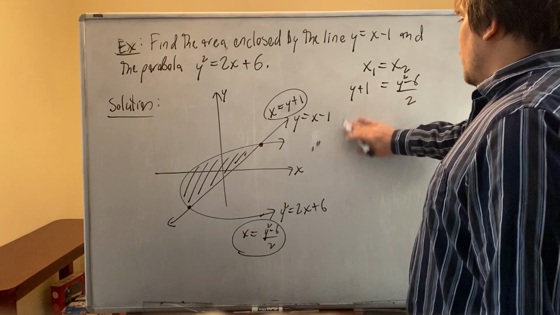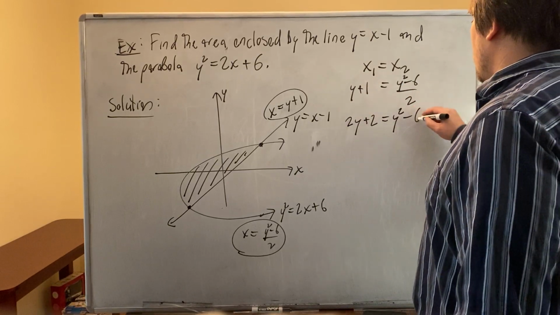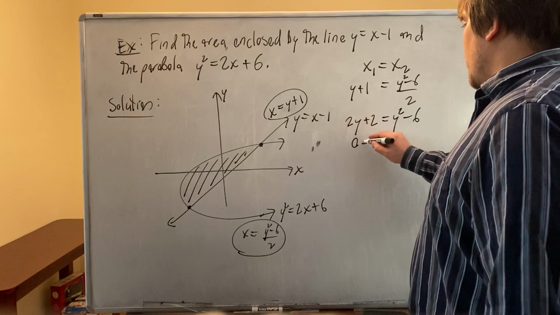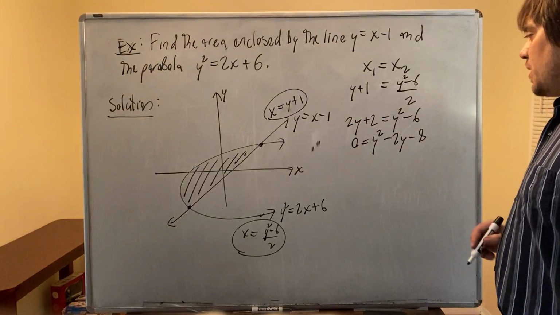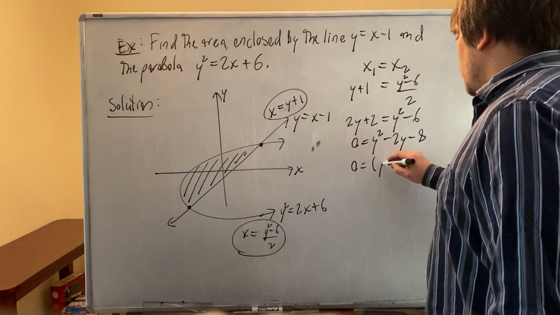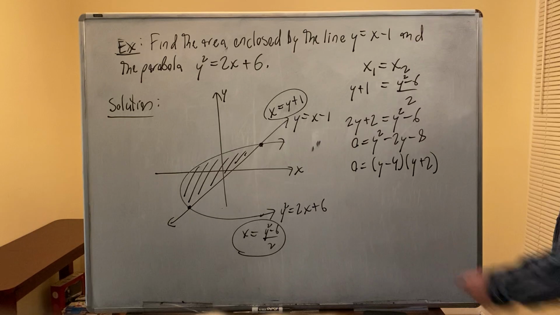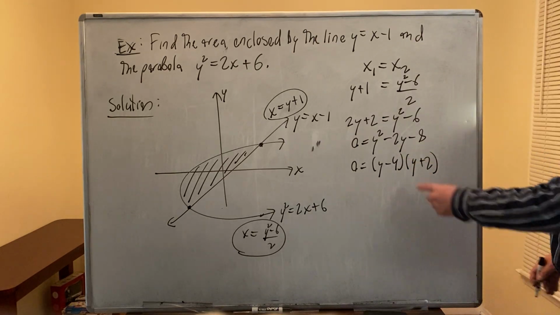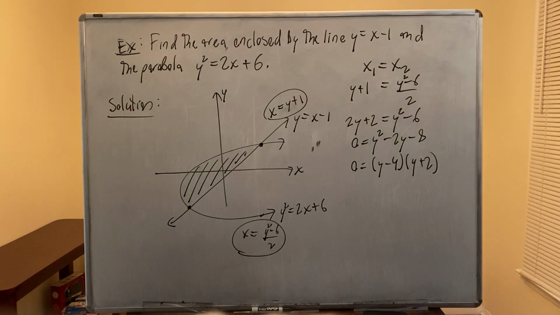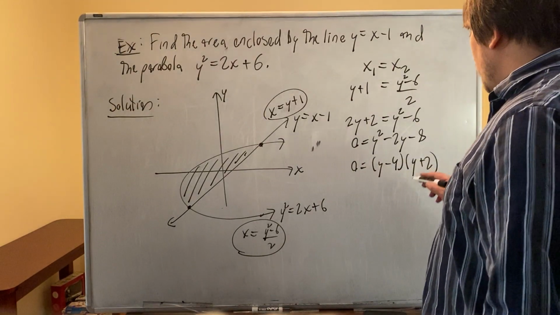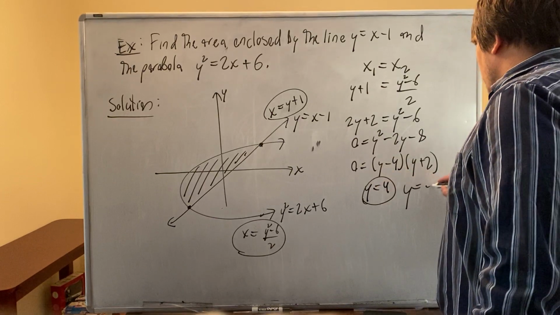I'm going to move everything to the right side. Actually, I'm going to multiply both sides by 2. You get 2y plus 2 is equal to y squared minus 6. Move everything to the right side, you get 0 equals y squared minus 2y minus 8. And so 0 is equal to y minus 4 times y plus 2. Minus 4y plus 2y is minus 2y, and minus 4 times positive 2 is minus 8. And then y minus 4 times y plus 2 equals 0 means either y equals 4 or y equals negative 2.